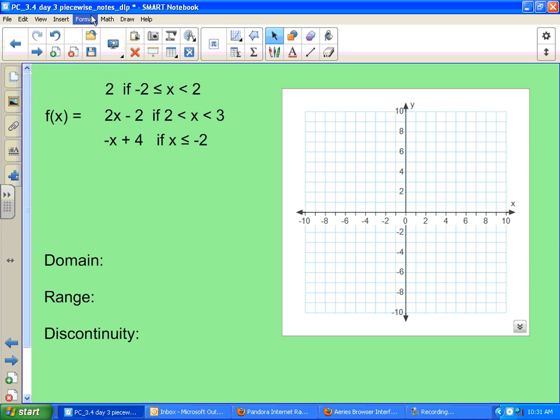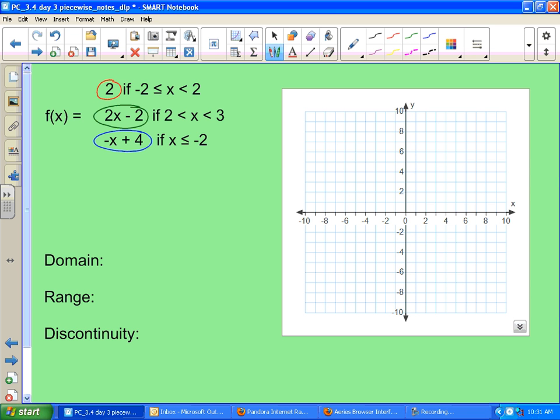Okay, a little tricky on these now because of this. The whole if part is what's going to, you've got to get this component. So here again, we're looking at our red graph, f of x equals 2, our green graph, f of x equals 2x minus 2, and our blue graph, f of x equals -x plus 4. Three different lines with certain areas that I'm looking at.